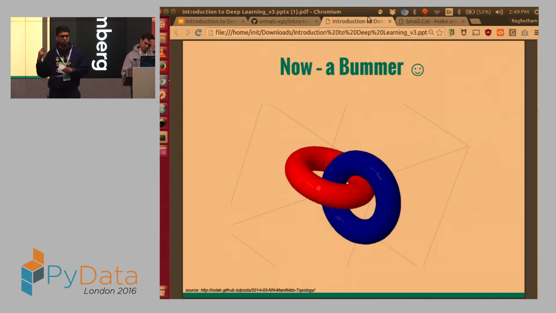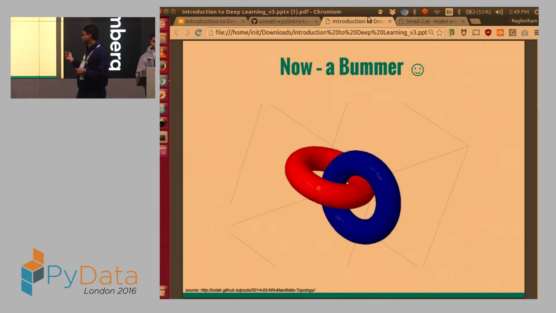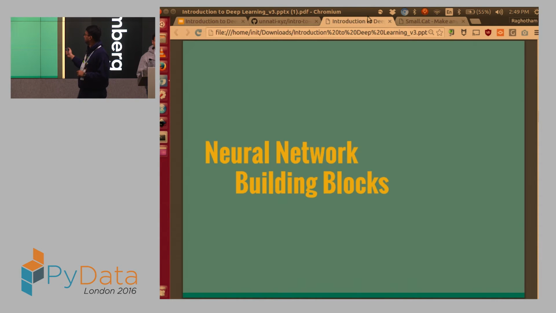There's a beautiful post written by Christopher Olah on how you can solve this, and he's given a lot of neat descriptions on how you separate them and what the process is. That's more about the biological inspiration and why we have neural networks. Raghotham is going to talk about how neural networks are built and what the building blocks are, and after that we look at MLP.